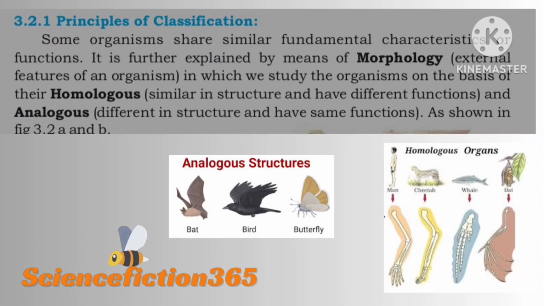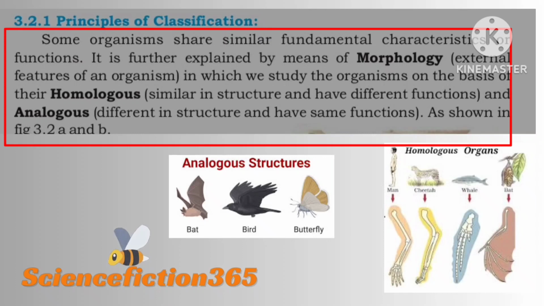Highlight the important points. Let's study the principles of classification. With the help of morphology, the organisms are divided into two groups. What is homologous? Homologous means when organisms are similar in structure but differ in function. The next group is analogous. Now what does analogous mean? When organisms differ in structure but have the same function.